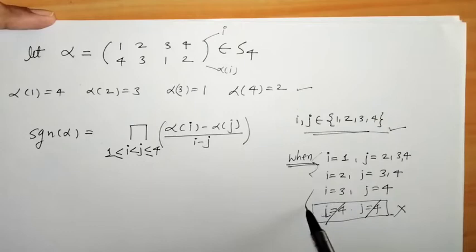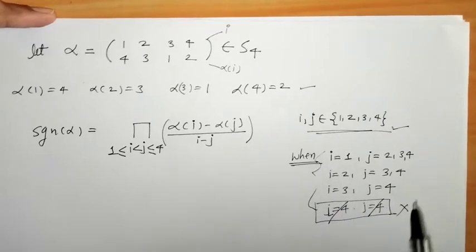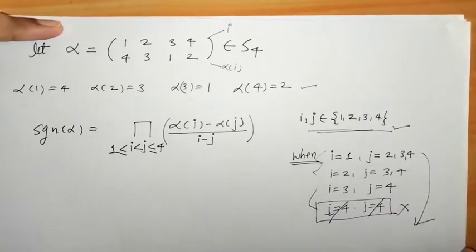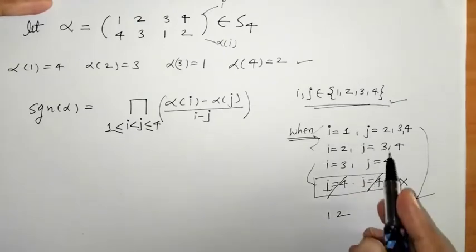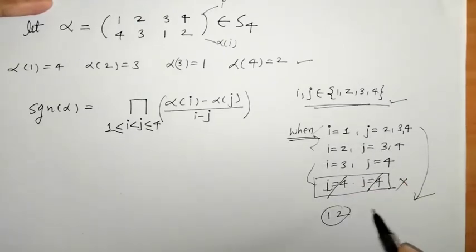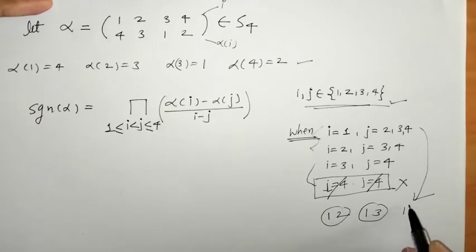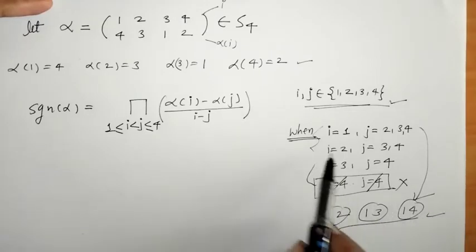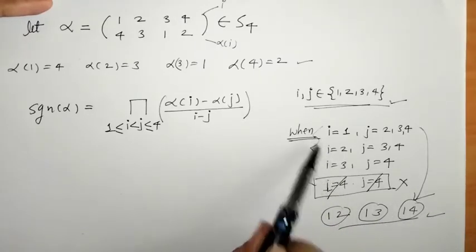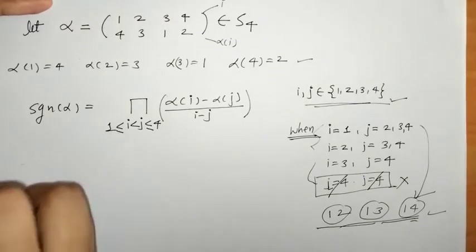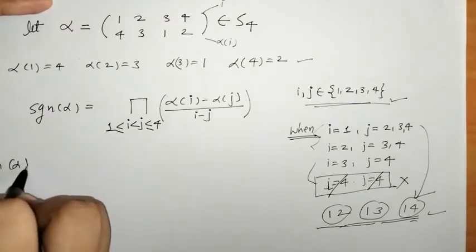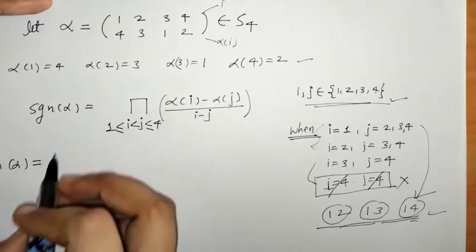So we get here various values of i, j. From this first pair we can write: when i is equal to 1, j is equal to 2, we get this first pair. When i is equal to 1, j is equal to 3. When i is equal to 1, j is equal to 4. Similarly for this one we can make pairs like this. Now we have to put various values of i, j here.